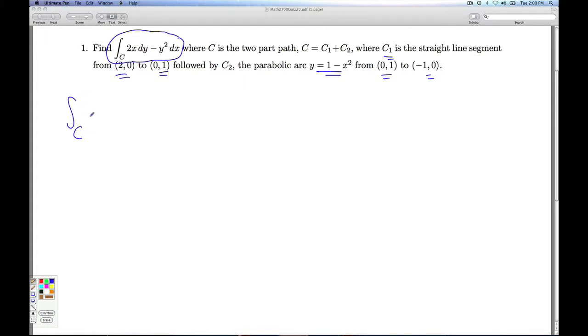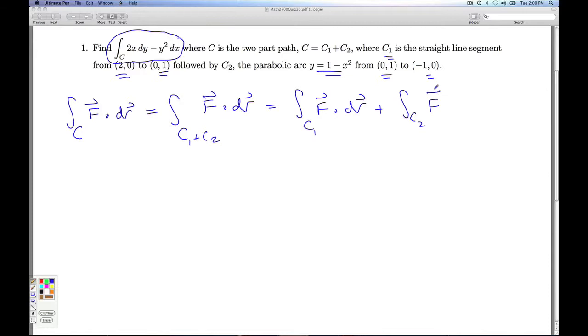We know that the integral over C of F dot dr is the integral over C1 plus C2 of F dot dr, and we can break that up: the integral over C1 of F dot dr plus the integral over C2 of F dot dr. That's a property of line integrals in general, and specifically work integrals. So let's look at these two paths.